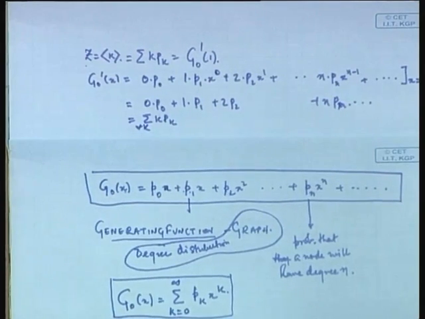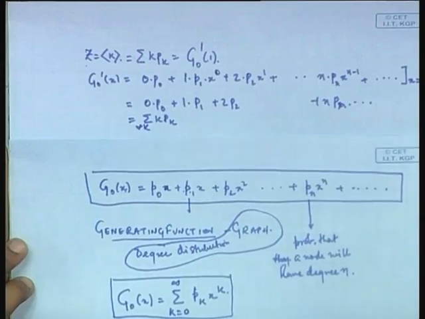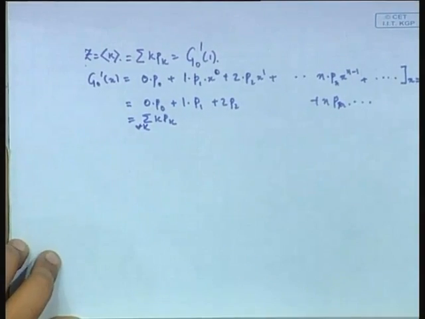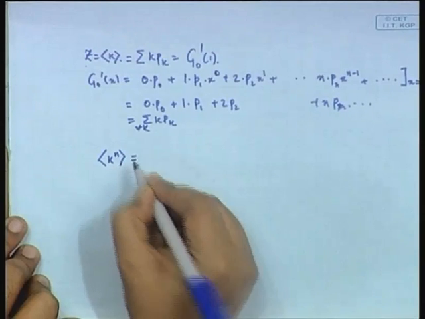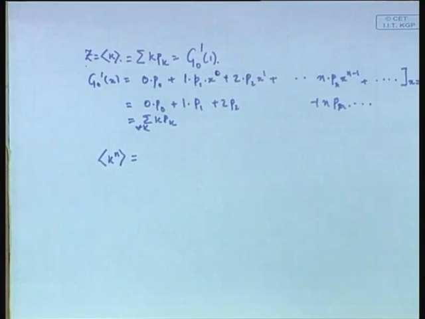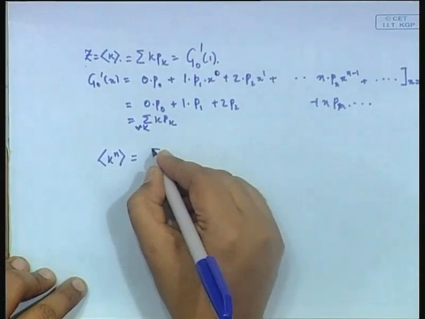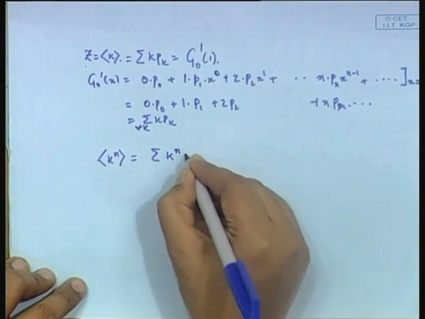Okay, clear, very good. Now I want to proceed a little bit and find out the nth moment. That is basically the summation of k to the power n times pk.